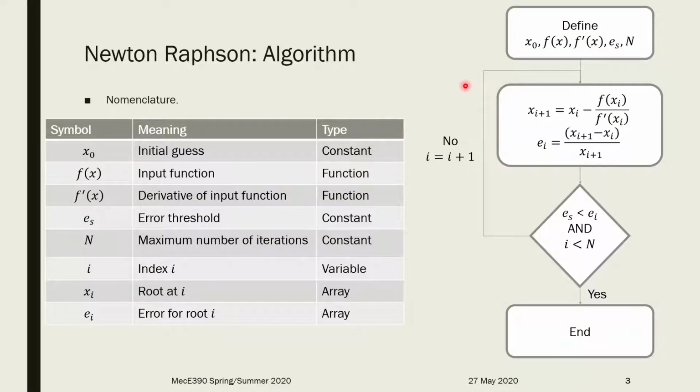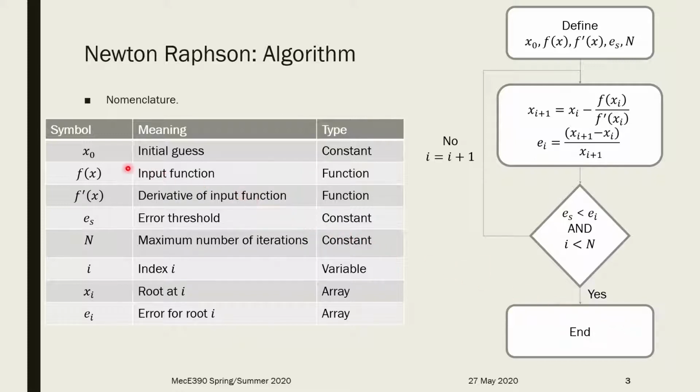In the Newton-Raphson method, you start off by defining x naught, your initial guess, and your input function f of x and its first derivative f prime of x. And you also need to define an error threshold and the maximum number of iterations to control your loop so that you don't end up with an infinite loop. Once you define these parameters, you can estimate the new root using the Newton-Raphson equation and your relative error. Based on the relative error and the current number of iterations, you decide whether to do another iteration, or you decide to end the code.